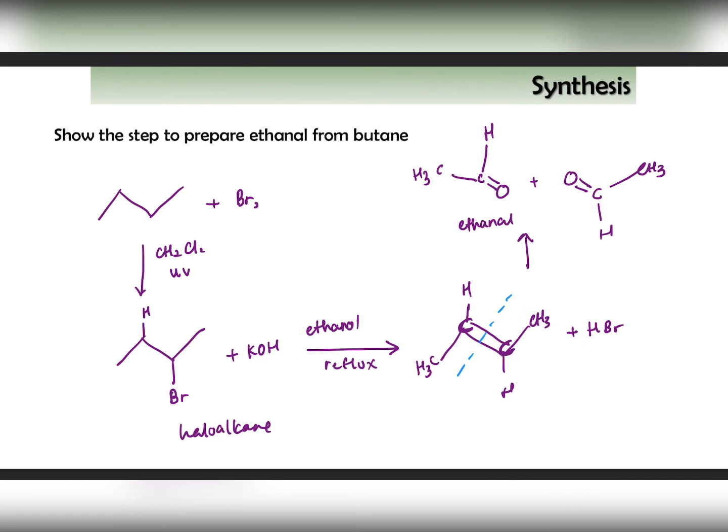So this is how to prepare ethanal from butane. So we must convert it to a haloalkane first, replacing hydrogen with Br, and then remove HBr to form a carbon-carbon double bond. So once we get the alkene, do oxidative cleavage, then you can form ethanal, which is the aldehyde.